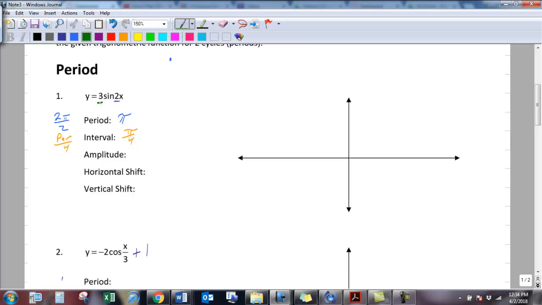Amplitude. What is the amplitude here? A talks about the amplitude, so the amplitude is 3. There is no horizontal shift or vertical shift. Make a line or a none or just something that shows that you considered it. But in this case, there's no shifting to do.